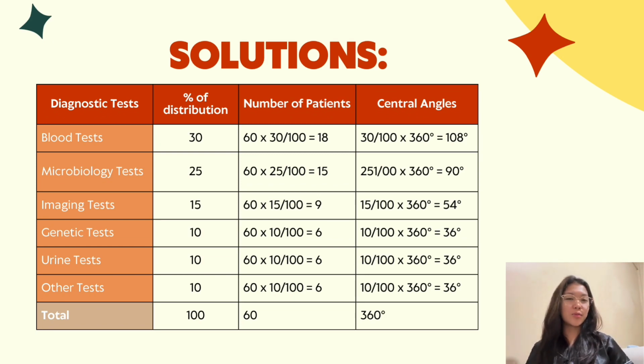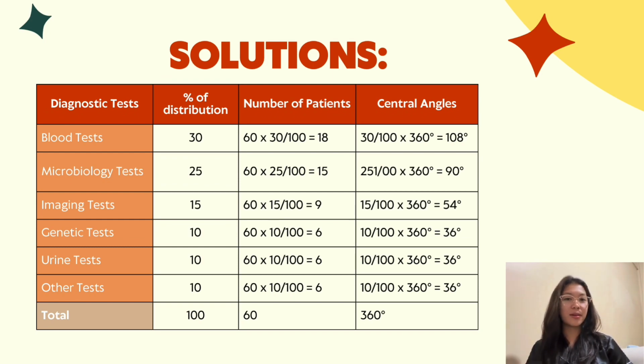The same goes with the other diagnostic tests in the table. For microbiology test, we have the percent of distribution, 25, the number of patients, 15, the central angle is 90 degrees. For imaging test, we have the percent of distribution, 15, the number of patients, 9. The central angle is 54 degrees. For genetic test, we have the percent of distribution of 10. The number of patients is 6. And the central angle is 36.